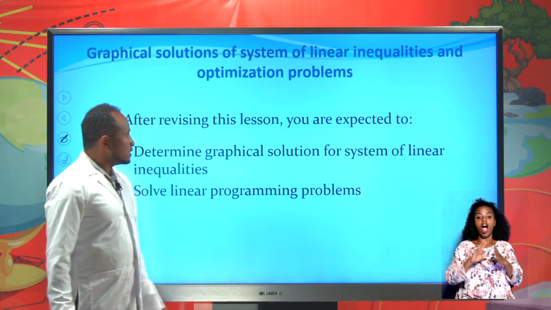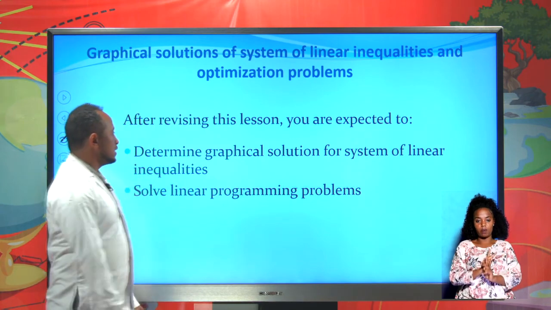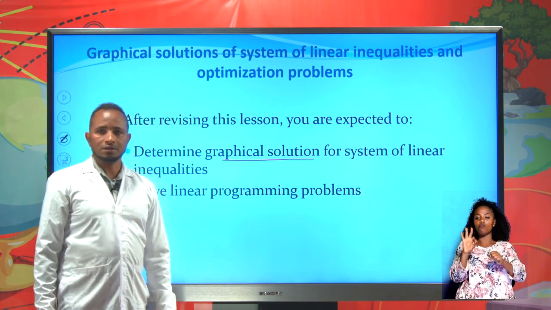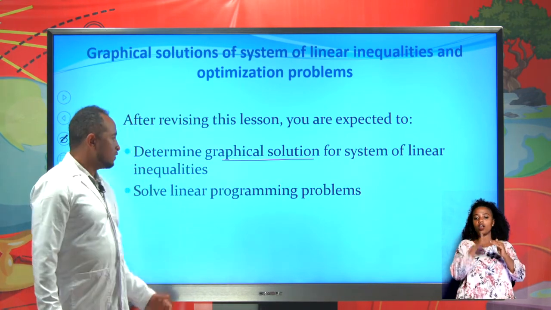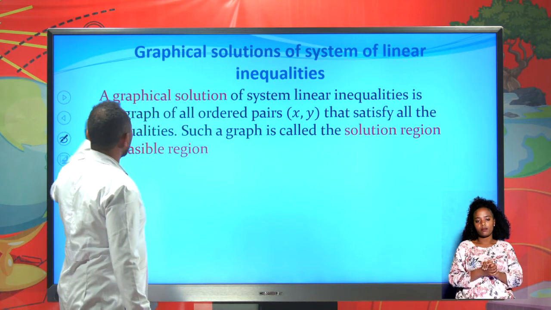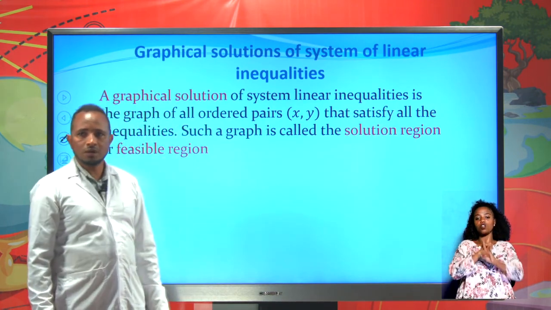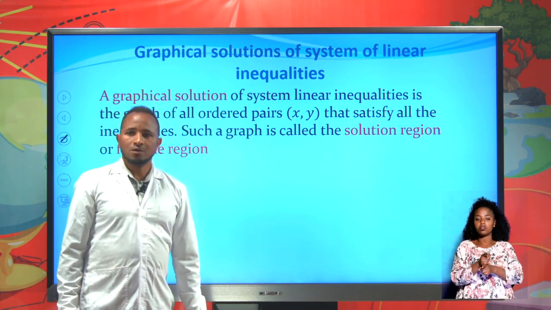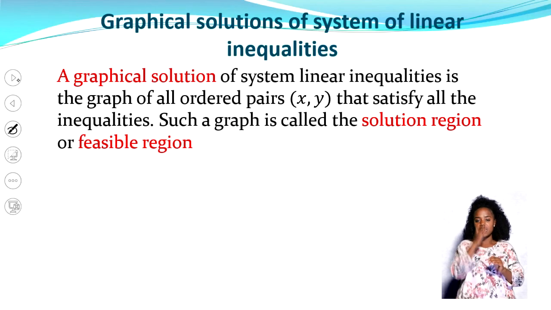So after revising this lesson, you are expected to determine graphical solution for system of linear inequalities, and you are also expected to solve linear programming problems. So let's continue. Graphical solution of system of linear inequalities. A graphical solution of system of linear inequality is a graph of all ordered pairs x, y that satisfies all the inequalities. And such a graph, we call it solution region or feasible region.